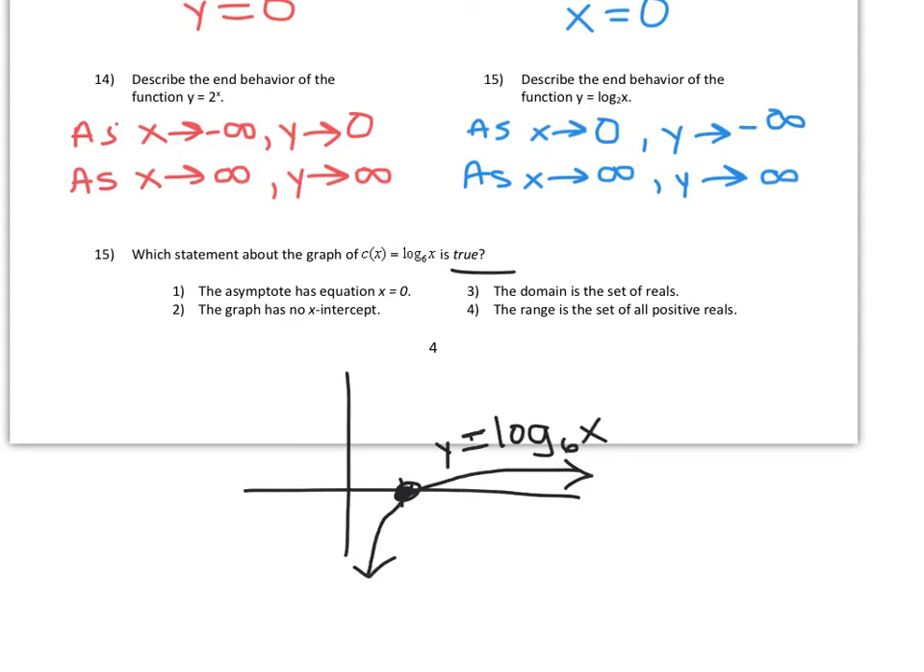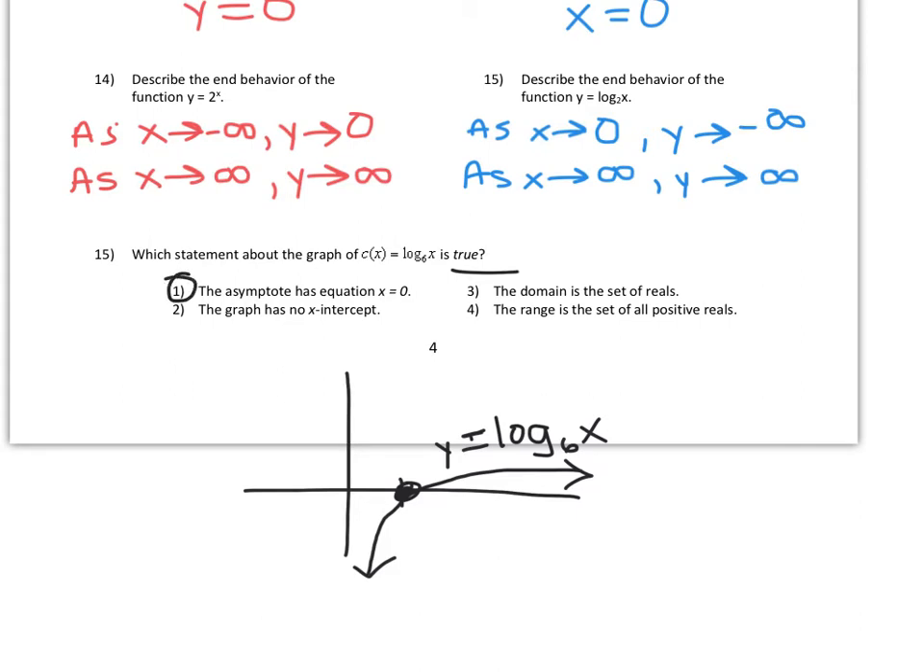So we want to know which statement is true. The asymptote has the equation x equals 0. Well, x equals 0 is the y-axis. That's true right there. The first one's true. This graph is going to come closer and closer and closer to the y-axis, but never reach it. So the asymptote is the y-axis, which has the equation x equals 0. So that right there is your true statement.